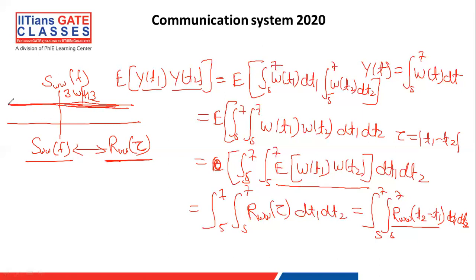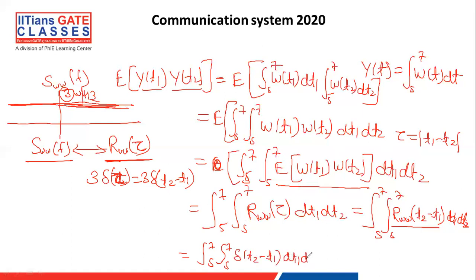So we know that whenever something is constant in the frequency domain, in the time domain it will be an impulse. So R_WW(tau) will be delta(tau) into 3, because this 3 is there. So this will be 3 delta(tau), or you can write it as 3 delta(t2 minus t1). So we can write it as the integral from 5 to 7, integral from 5 to 7 of delta(t2 minus t1) dt1 dt2.